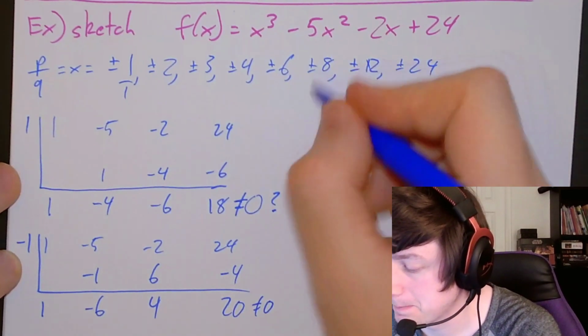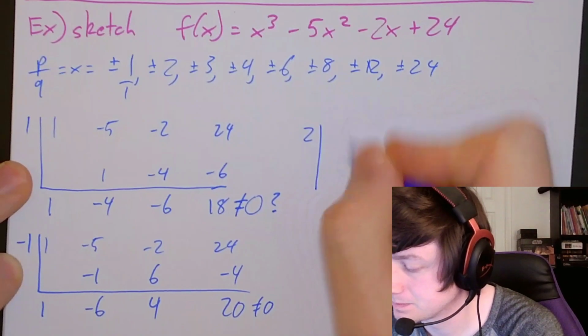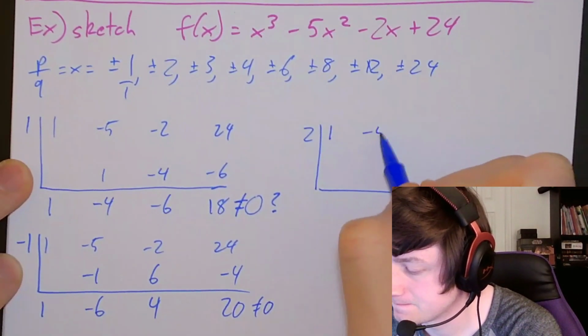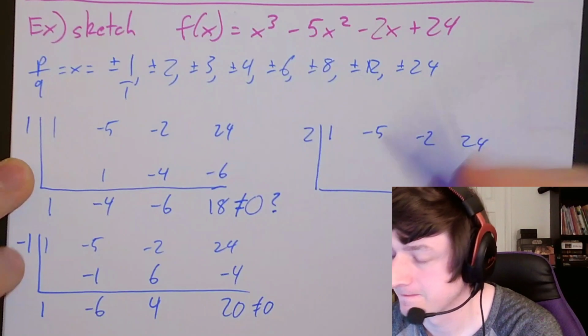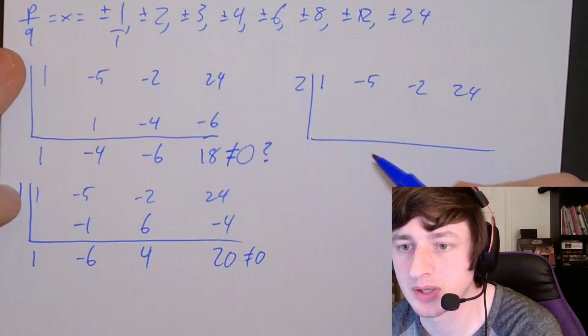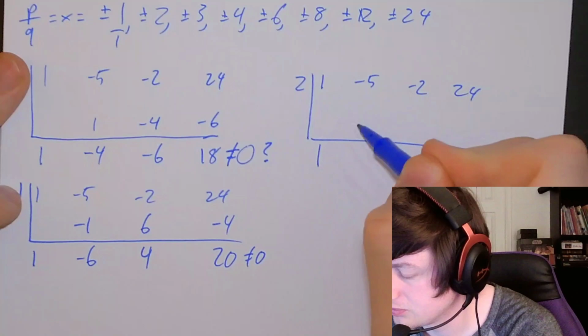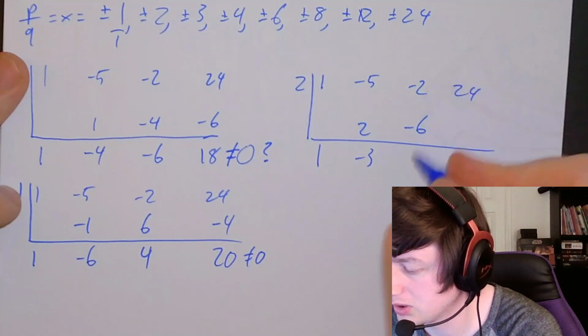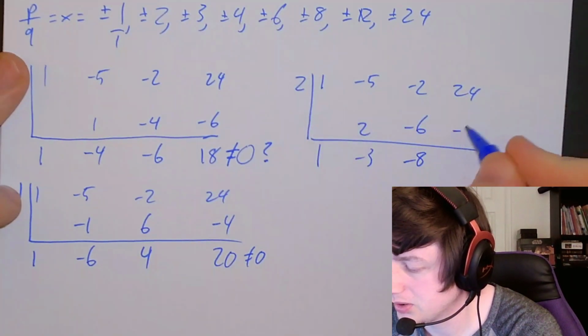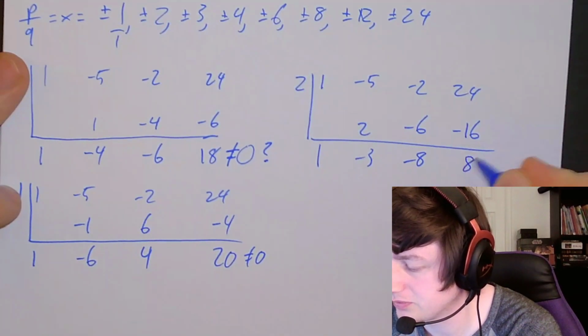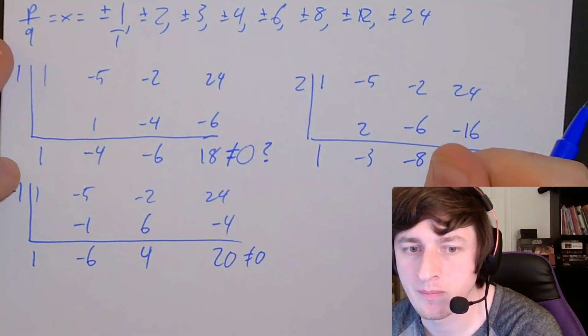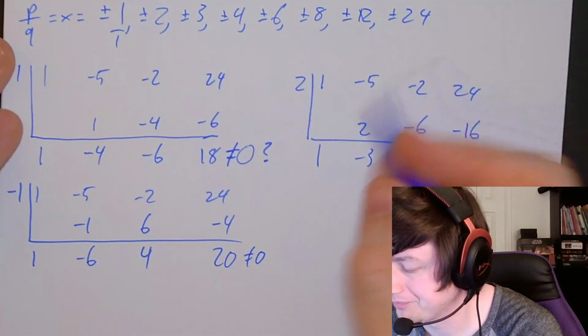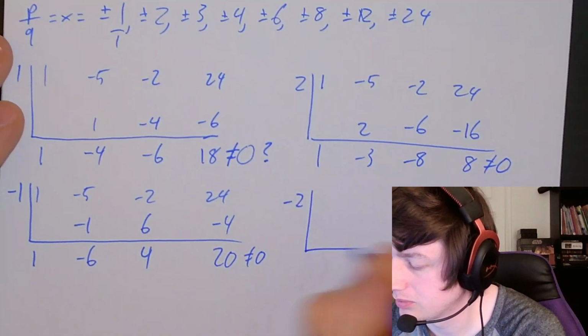So then we just check 2. Add down, and then we'll multiply. So 1, 2, negative 3, times 2 is negative 6, times 2, or plus 2, negative 8, multiply negative 16, and that is positive 8. That does not equal 0. So then we check negative 2.